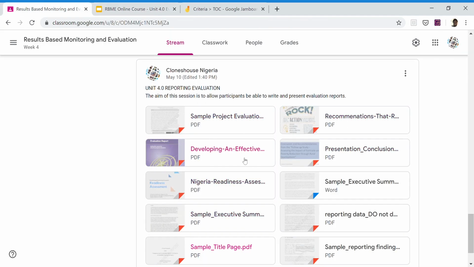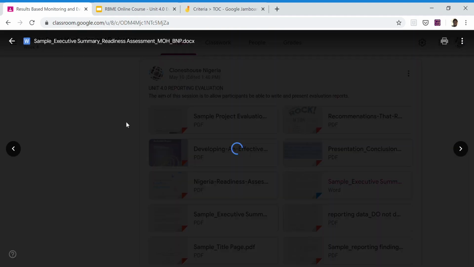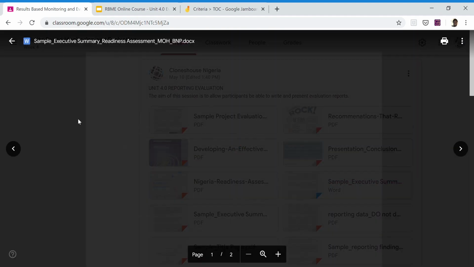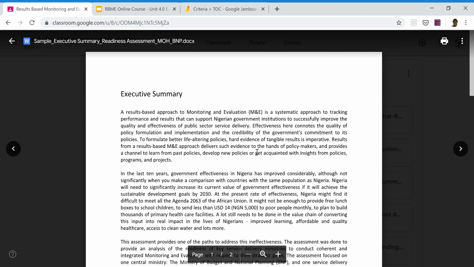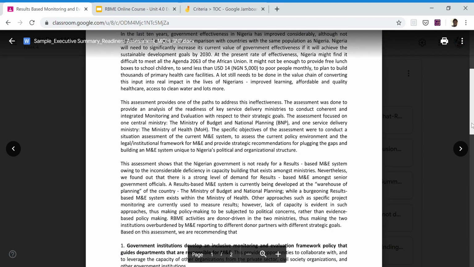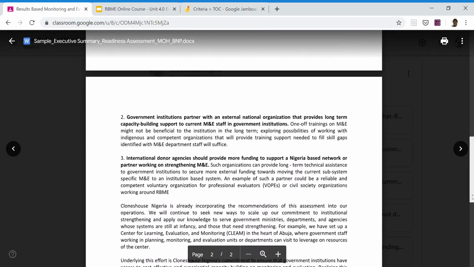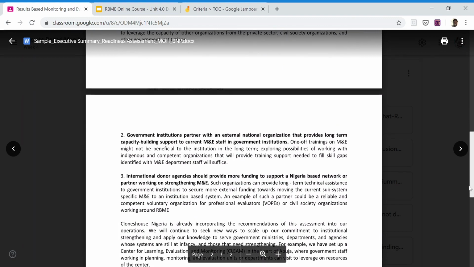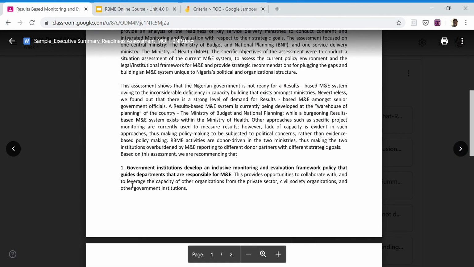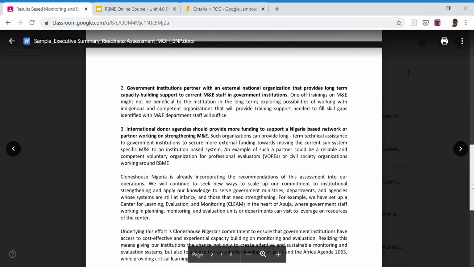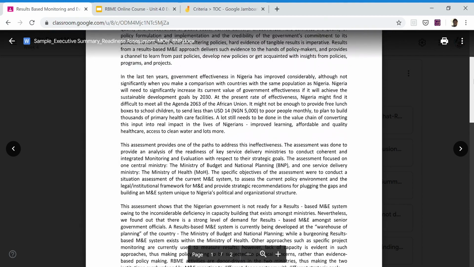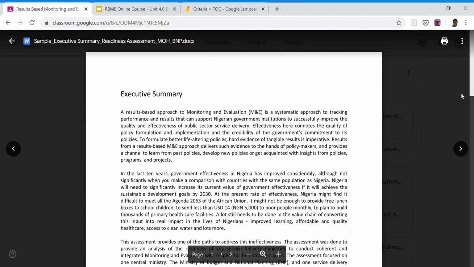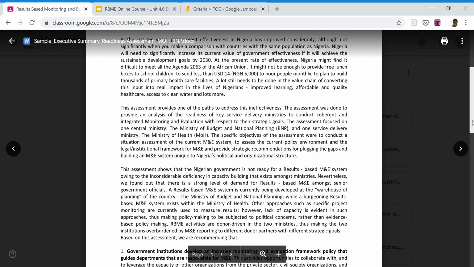In the classroom we have sample executive summaries. We have two of them, which might not necessarily follow the same pattern. Just to note, this is for training purposes, so we should take note of that. You can see the recommendations. The three recommendations are a summary, you can see it there, and you need to focus on that.